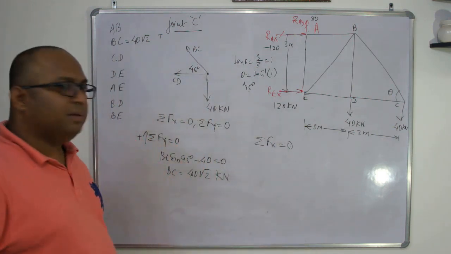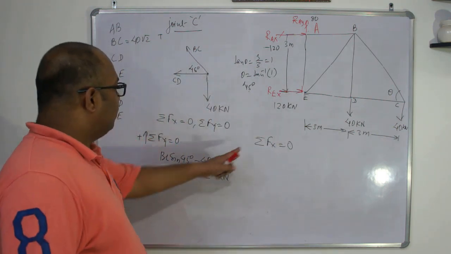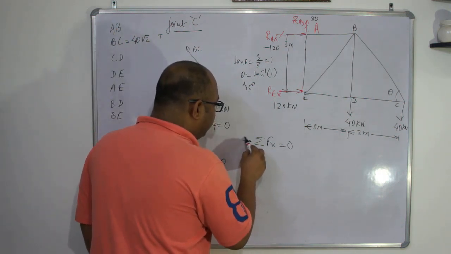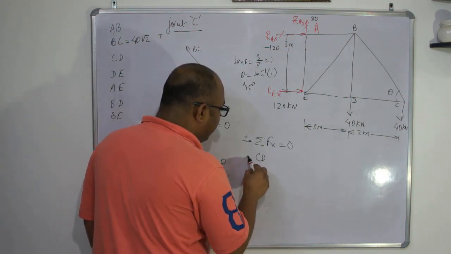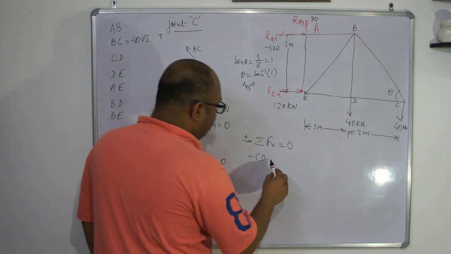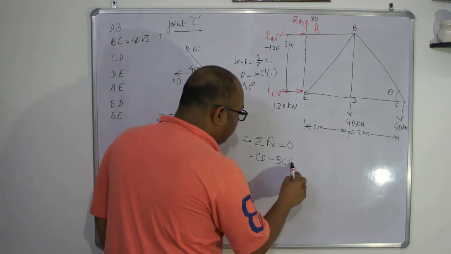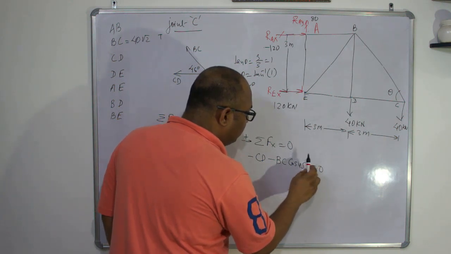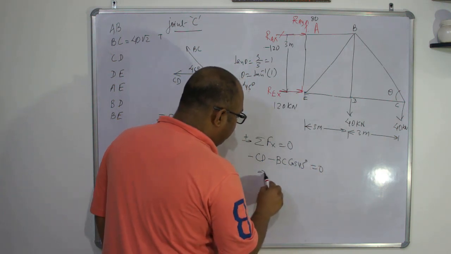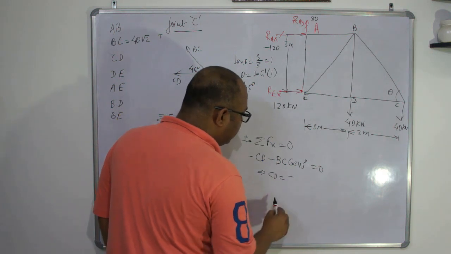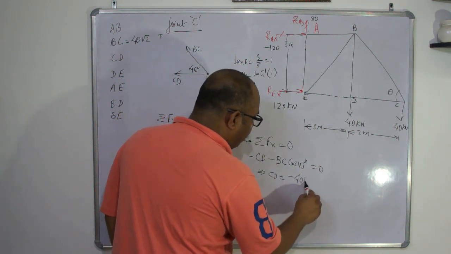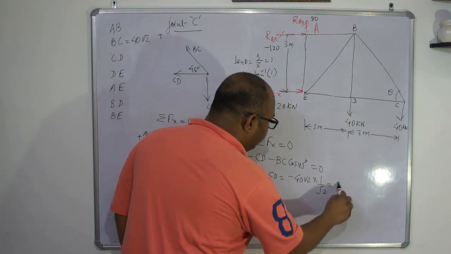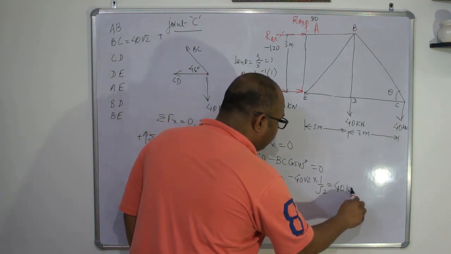Can we go for summation Fx equals 0? So for summation Fx equals 0, you can write, I am assuming right hand direction as positive. So minus CD minus BC cos 45 degree equals 0, which implies that CD equals minus of 40 root 2 multiplied by 1 upon root 2, and this value will be 40 kilonewton with a minus sign.